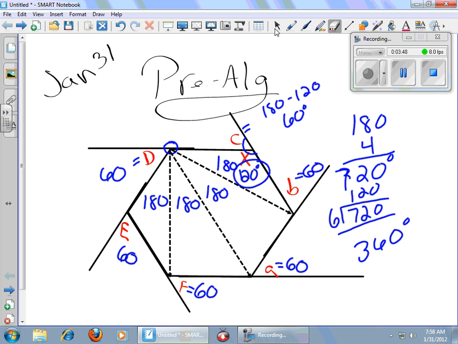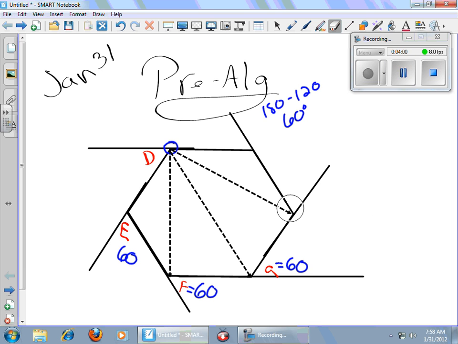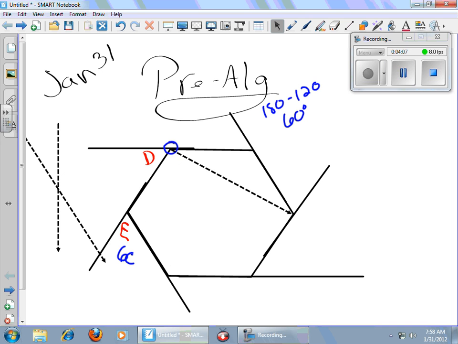Now that only works if the polygon is regular. But what if the polygon is not regular? Well, then we need some more information. So let me get rid of all this work here, and I will show you how to handle it then. I'm not going to want these diagonals in here. They're unnecessary for what I'm going to do. And let's see, this is F, this is A, that's B, and that's C.